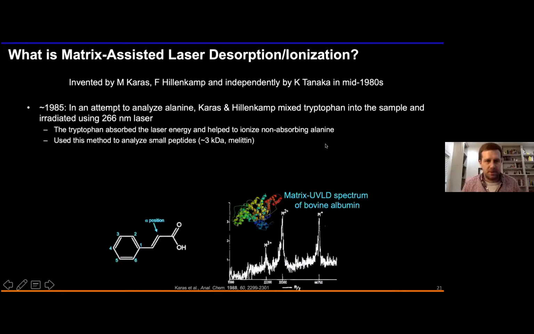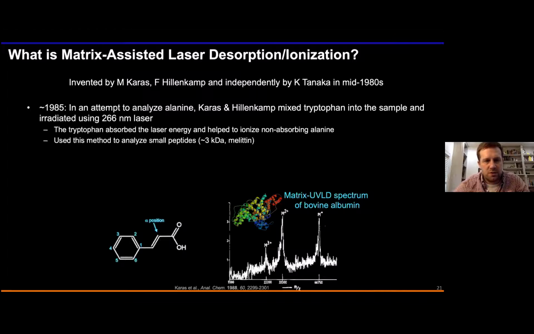So MALDI, or matrix-assisted laser desorption ionization, was first invented in the mid-1980s. This was invented by Michael Karas and Franz Hillenkamp, and then independently by Koichi Tanaka. They both kind of invented different lines of the MALDI technique. And in roughly 1985, Karas and Hillenkamp took the amino acid tryptophan and mixed it into a sample of alanine and analyzed that using a 266 nanometer laser.